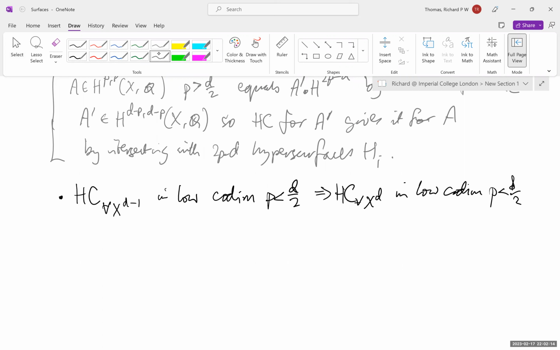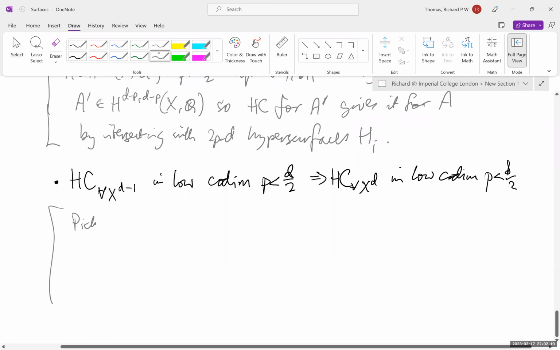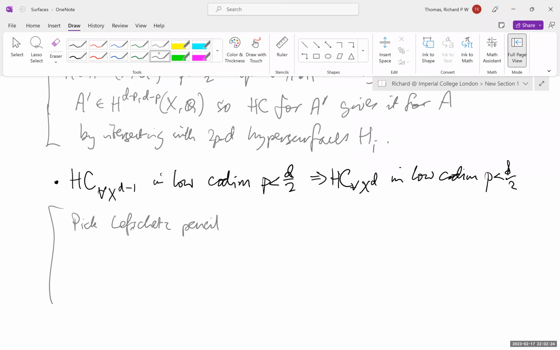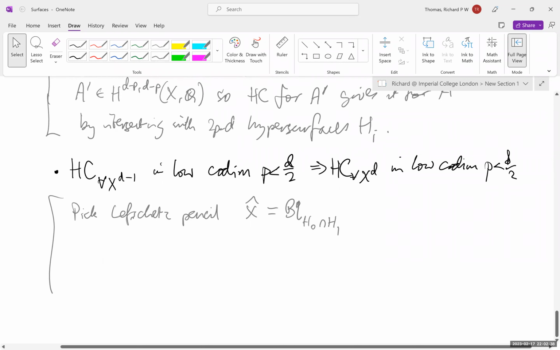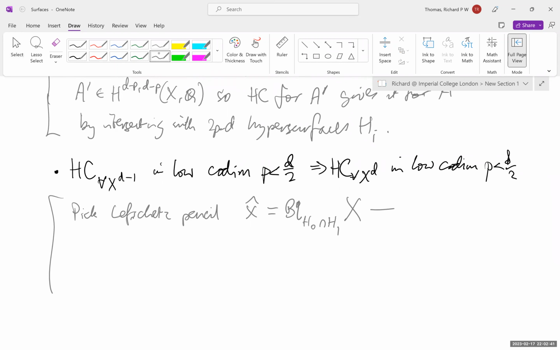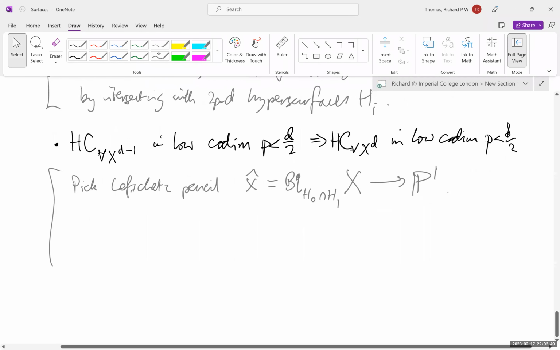So let me show you that. So how does the proof go? We just pick a Lefschetz pencil. So we pick a pencil of hyperplanes H_t, we blow up in the base locus, and we end up with a fibration over P^1. And the blowing up does almost nothing to the cohomology. We understand how that changes the cohomology. It really doesn't affect much.